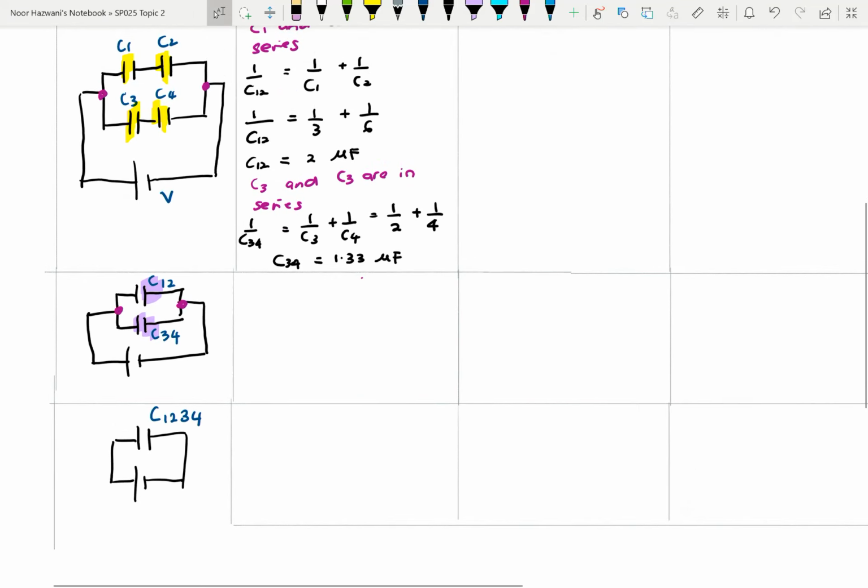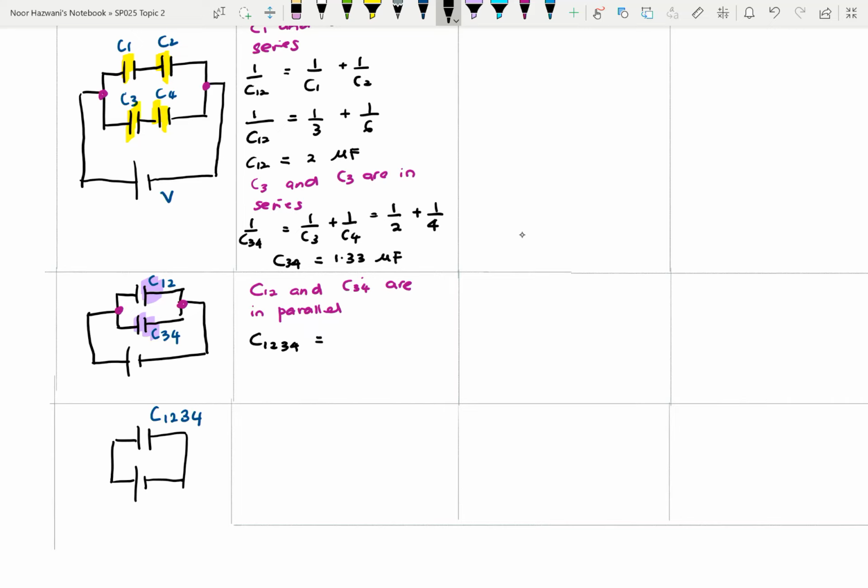So, now we are going to calculate the total capacitance. So, since C12 and C34, sekarang dia punya connection are in parallel. Okay, so kalau parallel, macam mana kita nak dapat dia punya total? Just sum up lah. C1, 2, 3, 4. Okay, so C12 you dah kira tadi kat atas. So C34 also you dah kira. So C1, 2, 3, 4 is equals to 2 plus 1.33. Dan you dapat C1, 2, 3, 4 you adalah dalam 3.33 microfarad.